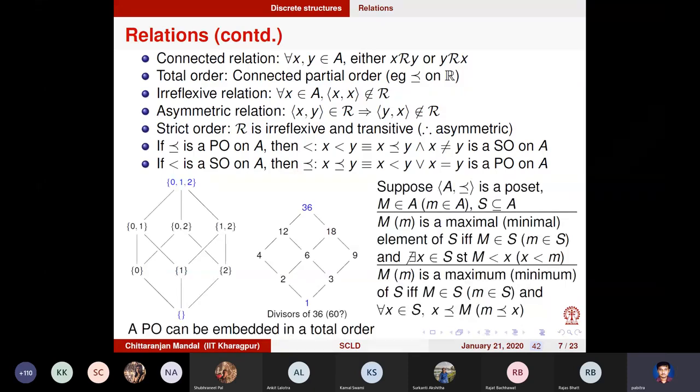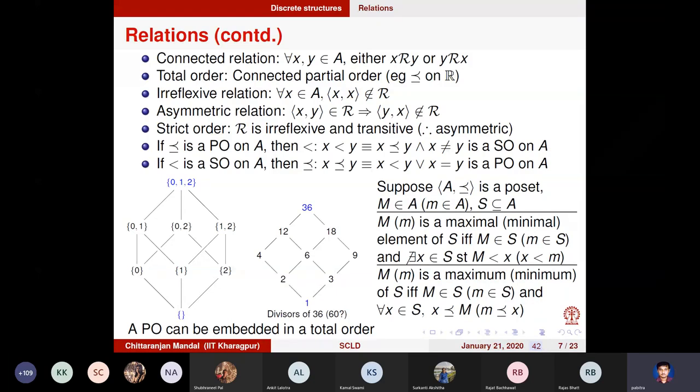A set A along with this partial order relation, let me call it less than or equal to, is called a poset. If you take any subset of a poset, there are two elements that are important: one is called the maximal element, and the other is called the minimal element.